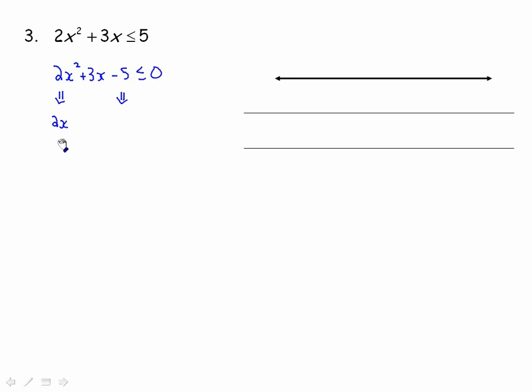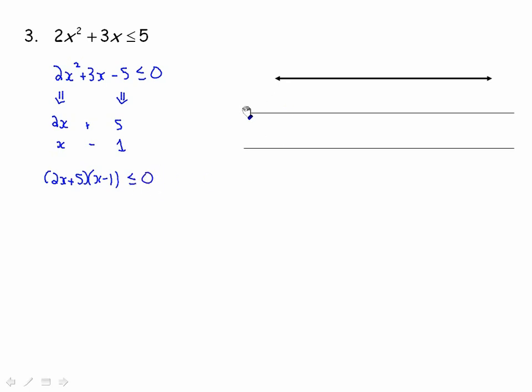So the 2x squared breaks into 2x and x. This is the way I'm going to factor this. And then we have to break that 5 down into 5 and 1. The signs will be positive there, negative there. So you check that out. But you'll see that it will break down into 2x plus 5 multiplied by x minus 1, and then that's supposed to be less than or equal to 0.